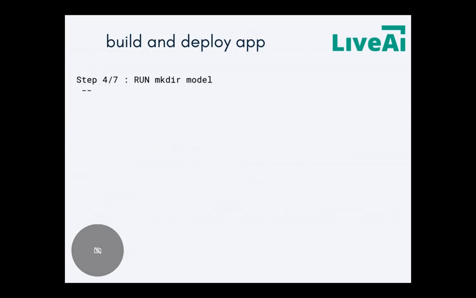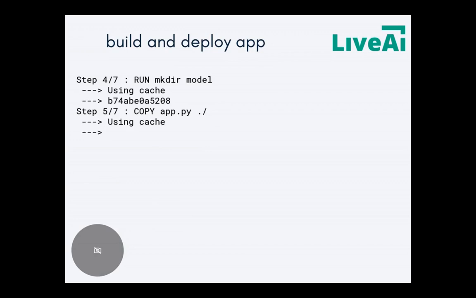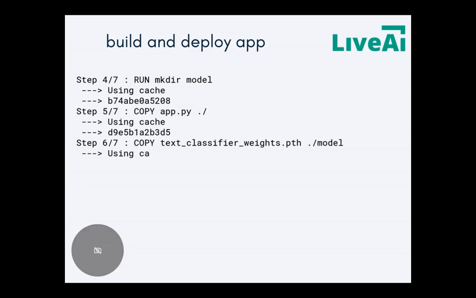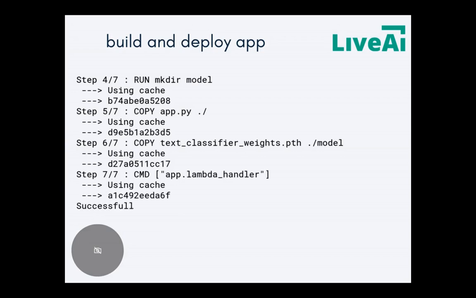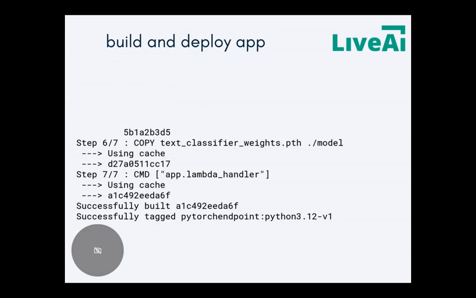So this is all the steps, and then finally it has reached CMD. Then it is built successfully, and it has also provided a tag. If you are familiar with Docker, Docker also provides a tag at the end of it. So this is how you can know the image along with the image tag. This is how you can call it.